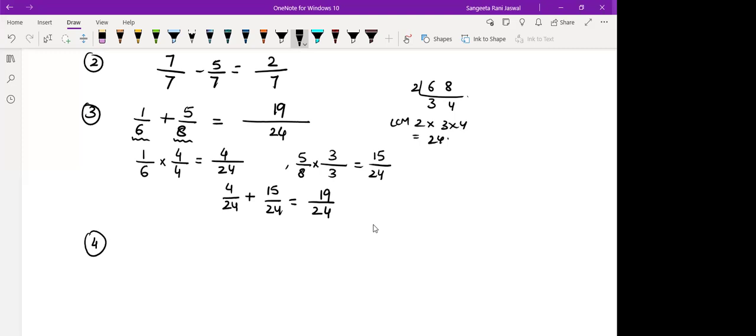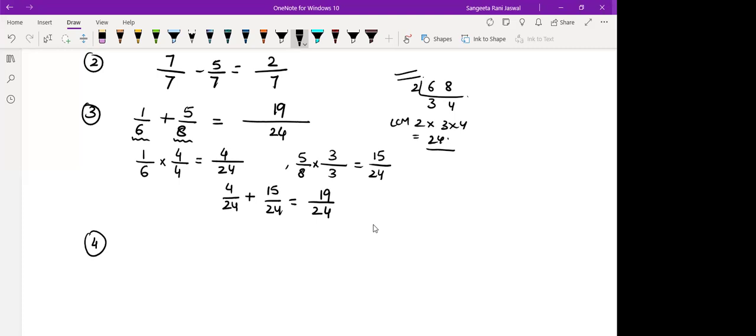Yes, ma'am. So when I took the LCM here, you can see 2 threes are 6. You know how to take the LCM? We have done all this in the factors and multiples chapter? Yes, ma'am. 2 fours are 8. Now we have just 2 as a common factor here, right? So we multiply the common factor with the rest of the numbers. 2 into 3 into 4. That gives me 24. So the LCM is 24 now.